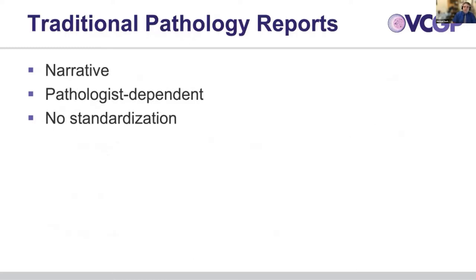So traditional pathology reports, the ones we're all familiar with, we've all trained in, Jay and her group do a great job of teaching in the descriptive vet path course every year, are narrative. And in general, they're pathologist dependent. We all do roughly the same things, but we all do it differently in a different order. I have had a number of fights with my colleagues here because just because there's no right way to do it doesn't mean that the way they do it is not wrong. And there's no standardization. So my report is going to look different than someone else's report.